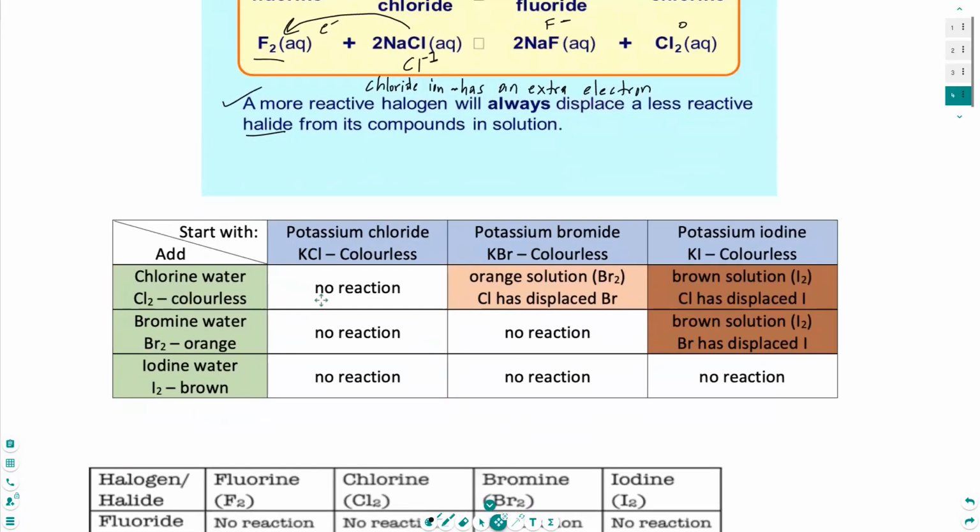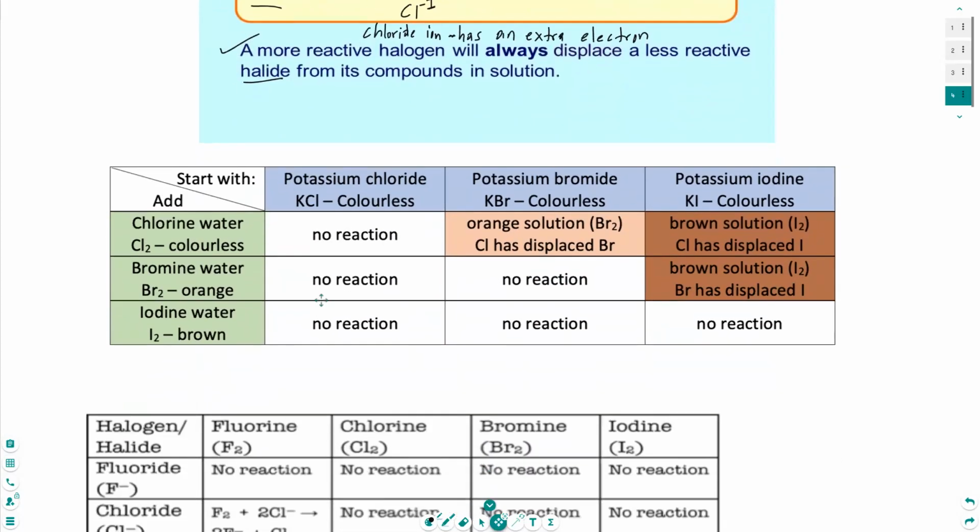All right, so here we have a table which helps us to summarize the entire thing. So if chlorine is added to potassium chloride, we don't expect anything to happen because chlorine wouldn't necessarily be reacting with itself, so we wouldn't see any color changes. So notice that these compounds are colorless. So when you have potassium chloride, potassium bromide, potassium iodide, they don't have any color, right? However, the halogens have color.